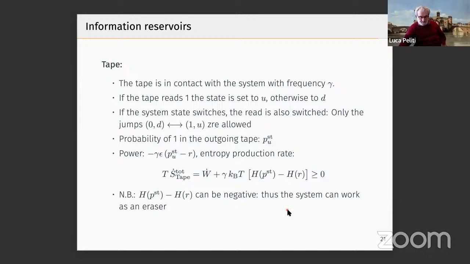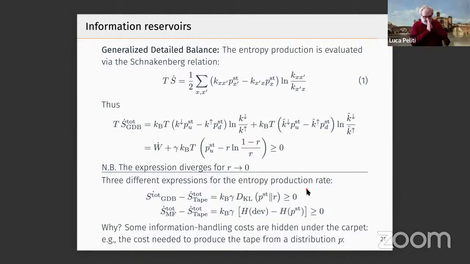And now we have the third interpretation, a generalized detailed balance. Here we say, well, we don't know whether it is a tape or not a tape, etc. The only thing I know is that this system is making jumps from one state to another, and then what is the resulting entropy production.